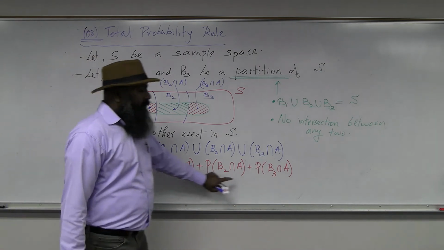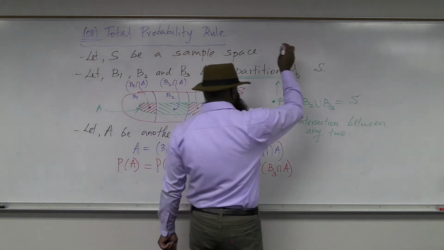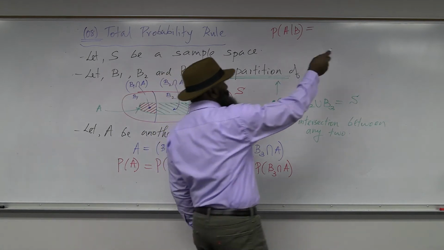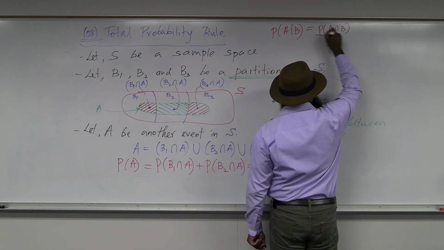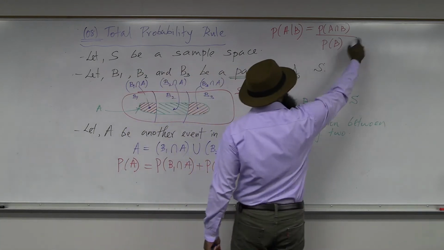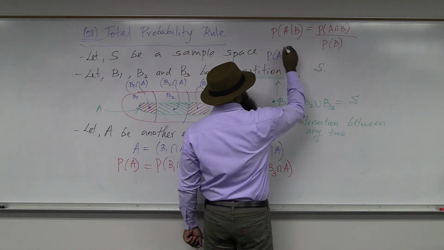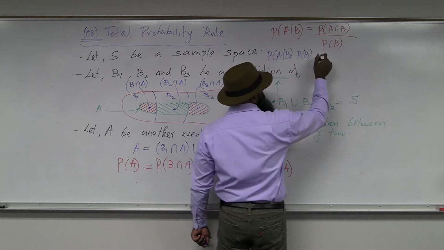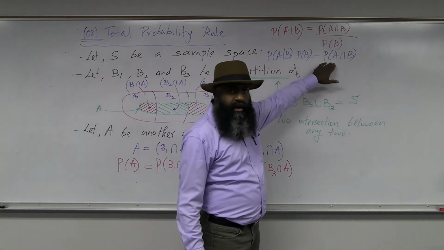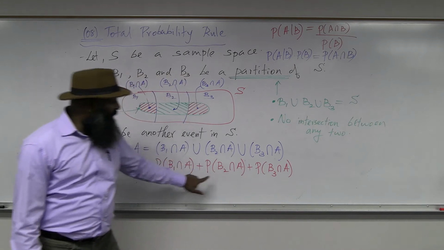All right, now this is where I'm going to use the definition of conditional probability. The definition says probability of A given B should be equal to probability of A intersection B, all divided by probability of B. That means if I multiply both sides of this equation by probability of B, I get probability of A given B times probability of B is equal to probability of A intersection B. Now that equation, written with B1, B2, B3 respectively, will be substituted for each of these three terms.